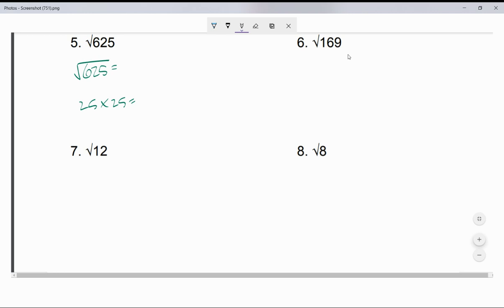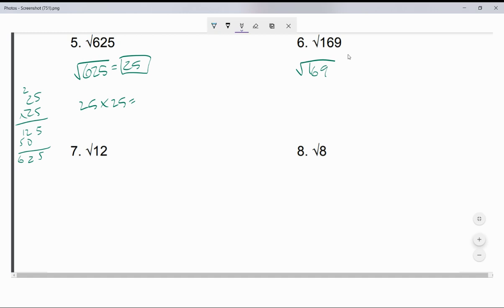Okay, well 25 times 25. If I do that, let's just do it here quickly. 25 times 25 is 625. So this is 25. Let's try out different number pairings, basically.